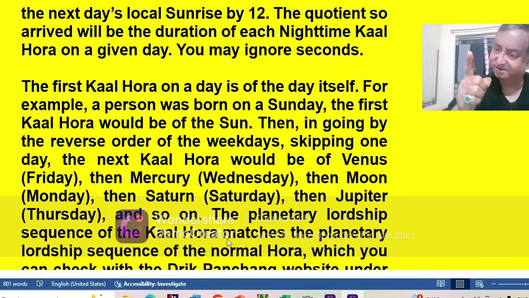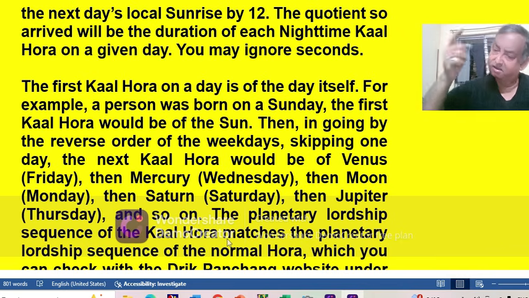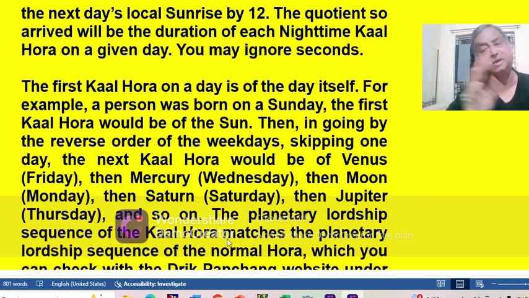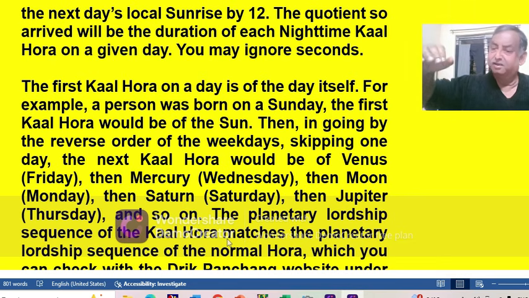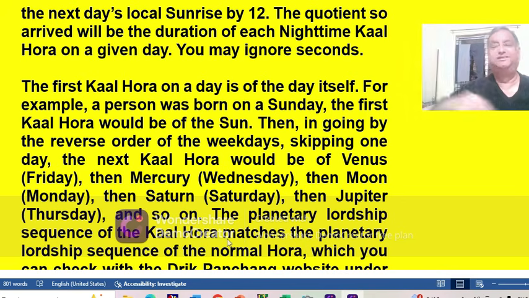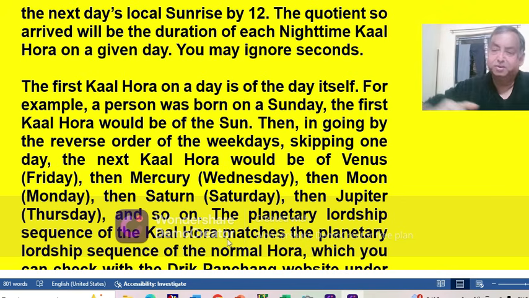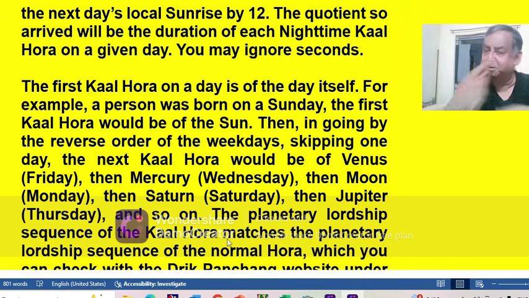The first Kaal Hora during sunrise would be of the day. In case of Sunday, it would be of the Sun. Then it would be of Venus, reverse order. Then it would be of Mercury. Then it would be of Moon. Then it would be of Saturn. You have to skip one. Then it would be of Venus in this way. Reverse way, skipping one. They will be the Lord of the Kaal Hora.